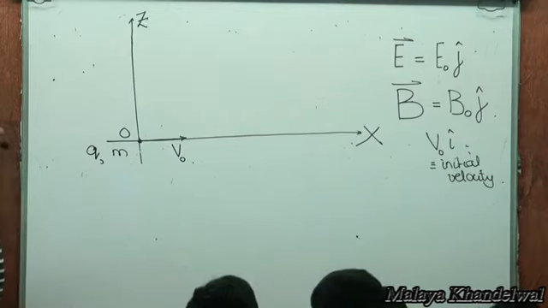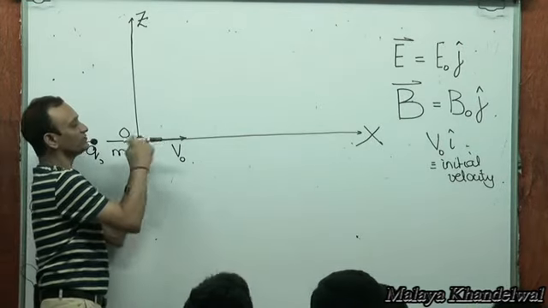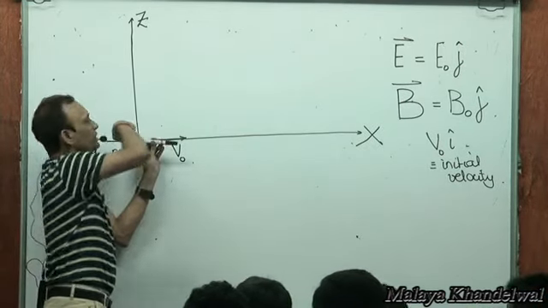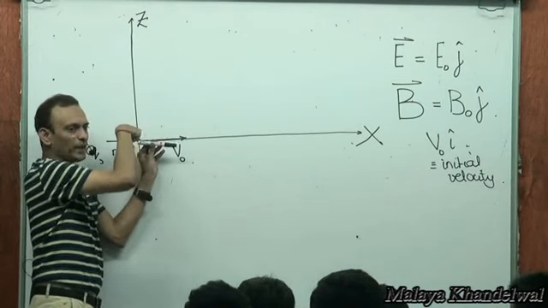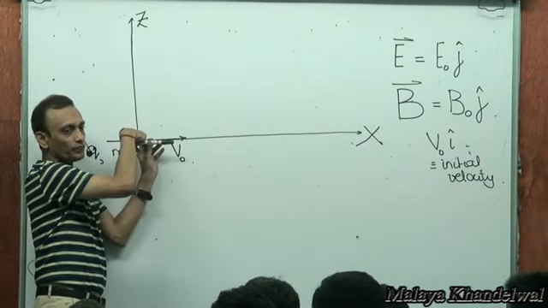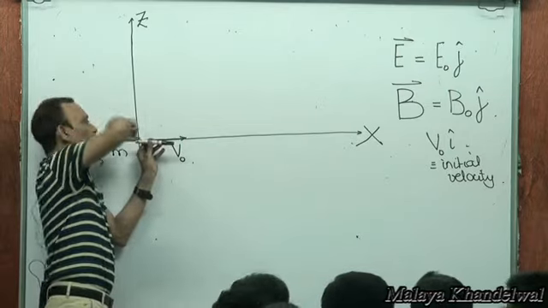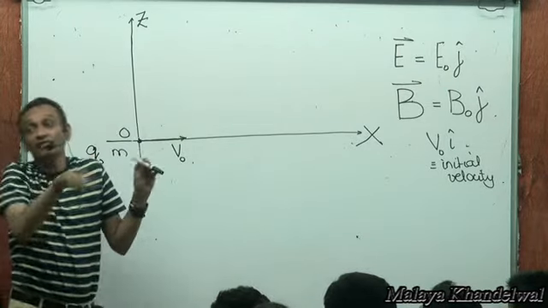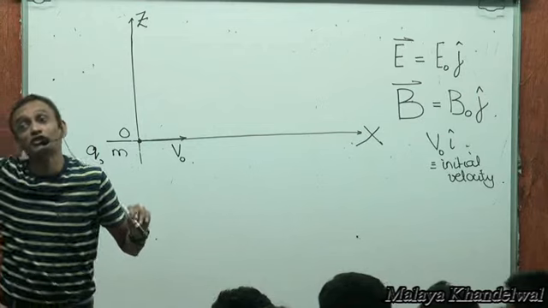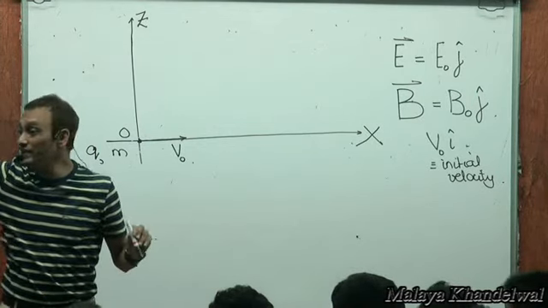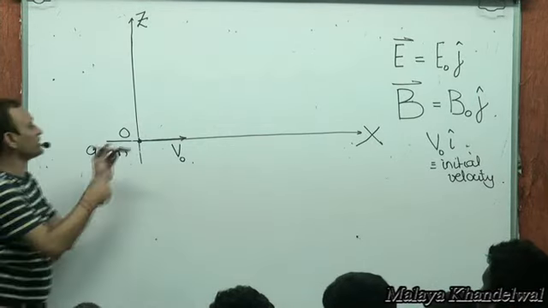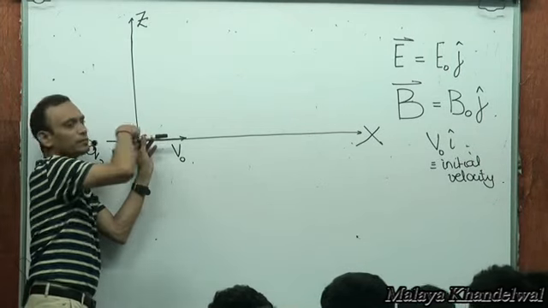Now, do you realize V naught is like this? B naught is in the y direction which goes into the plane of the board. Yes or no? Now V is perpendicular to B. So V and B will connive to produce a circular trajectory. Why? Because V is perpendicular to B.